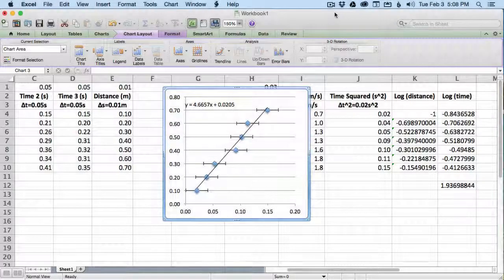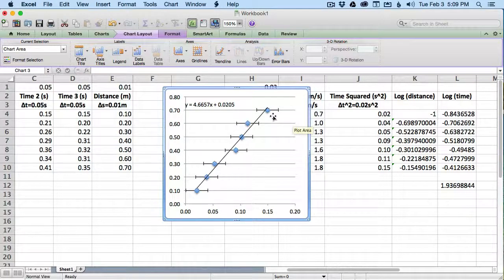Hi there. This is the fourth in a series of videos about how to deal with uncertainties when doing an IB paper. Now in this video we're going to take a look at our graph we have here. We have distance on the y-axis, time squared on the x-axis, title, all of which I haven't put, and we have put our error bars.